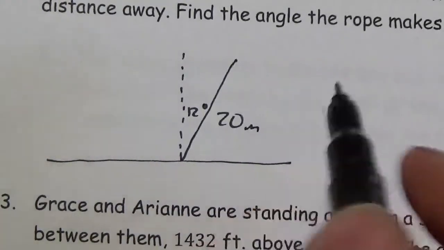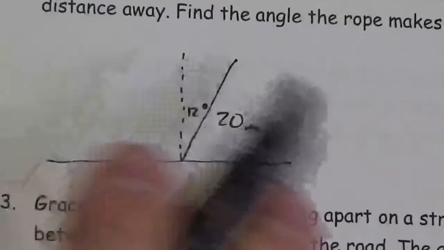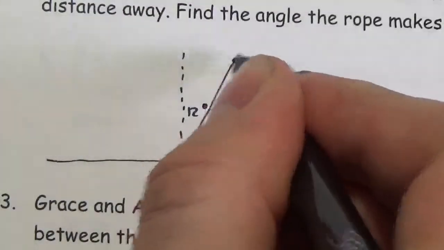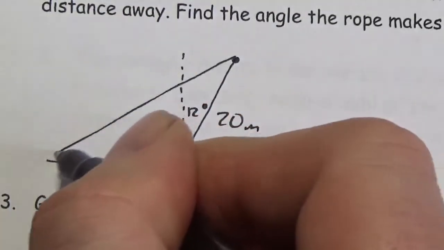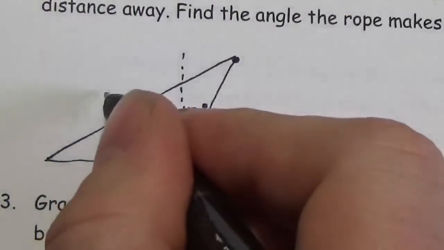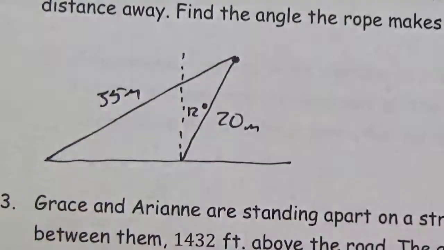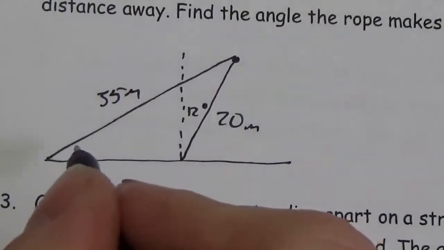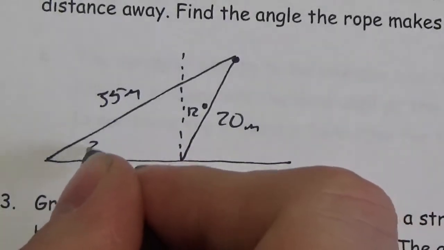Now, I guess to keep the tree from falling over this way any further, we're going to attach the rope from here. We're going to attach it over here to the ground. This is going to be 35 meters. And so the question is, what's this angle right here?